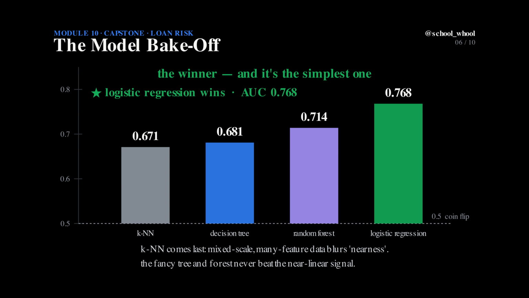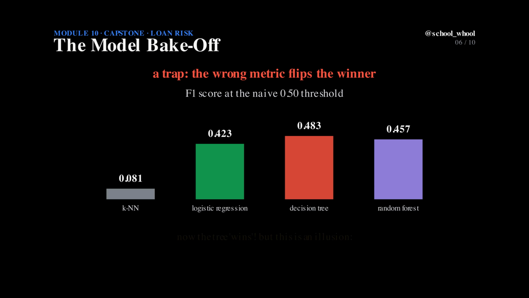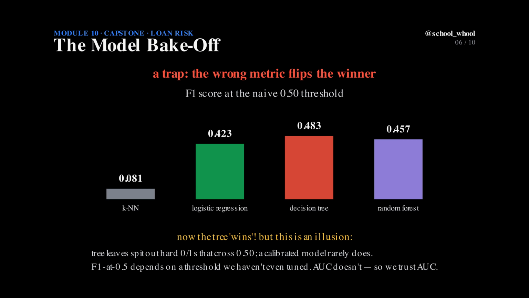Now, a warning, because the metric you pick can flip the result. Here are the same 4 models scored with F1 at the default 0.5 threshold. Suddenly the decision tree looks best, and logistic regression drops behind. But this is an illusion. A tree's leaves output hard 0s and 1s, which easily cross the 0.5 line, while a well-calibrated model rarely predicts above 0.5 on a rare event. This score depends on a threshold we haven't even tuned yet. AUC doesn't depend on any threshold, so AUC is the honest ranking, and that's the one we trust.